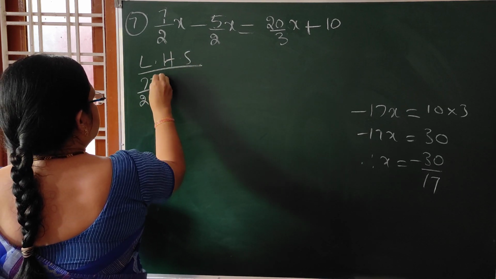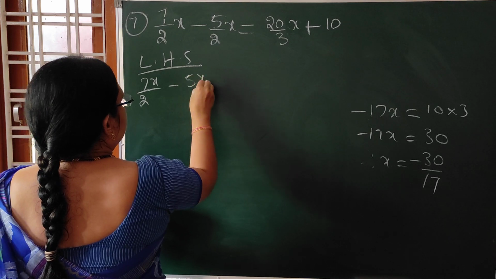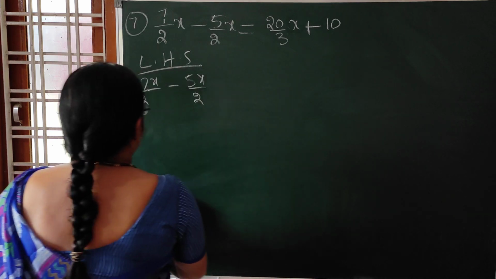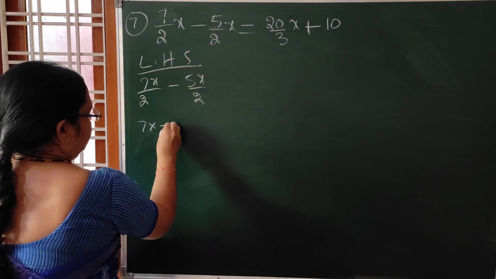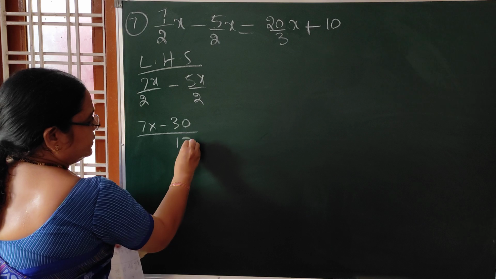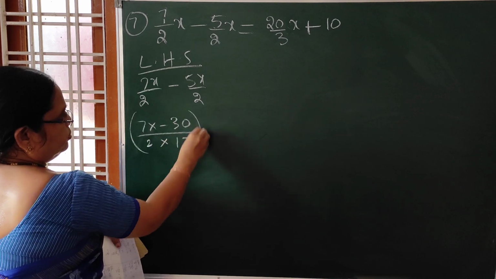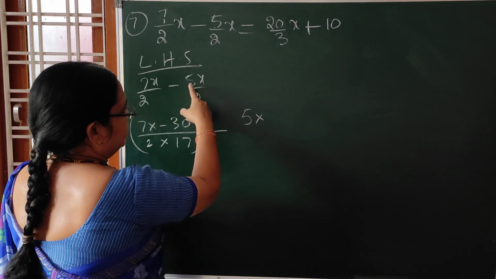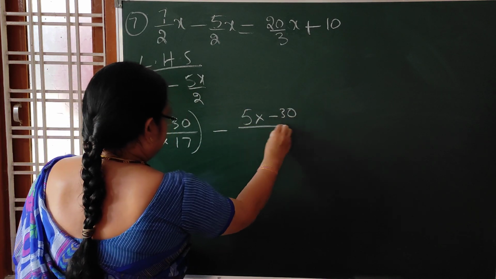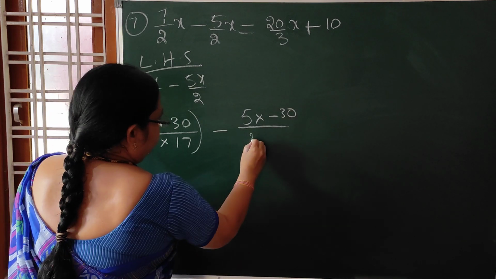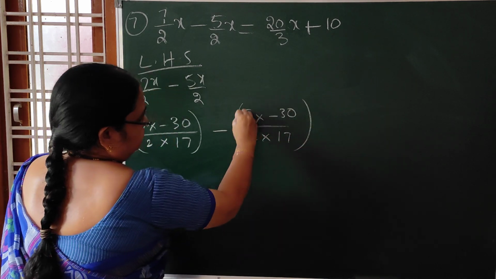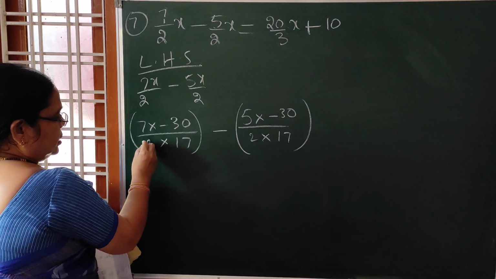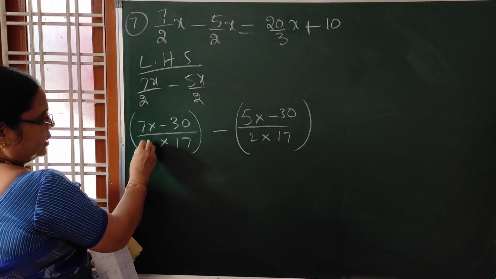LHS: 7x by 2 minus 5x by 2. We got x is equal to minus 30 by 17. So 7 into minus 30 by 17 into 2, because 7x by 2 is given, minus 5x, minus 30 by 2 into 17. I am not simplifying, okay, you will get 34 anyhow you can do.